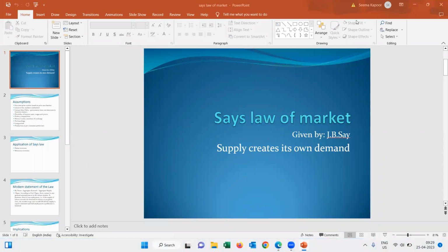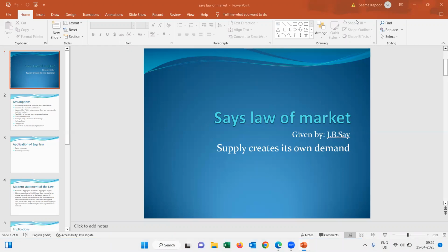I, Dr. Seema Kapoor, will discuss the topic Say's law of market. It is an important topic of the classical theory of employment. In macroeconomics, we have two important theories. One is the classical theory of employment and second is Keynes' theory of employment. Classical theory pertains to the time period before World War and Keynesian theory is a post-World War phenomenon.